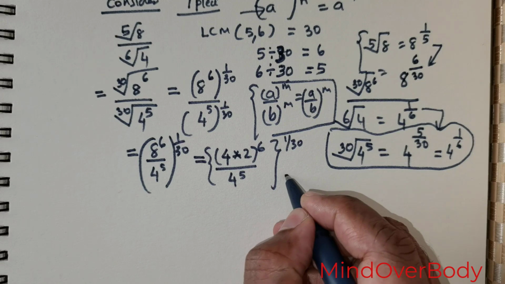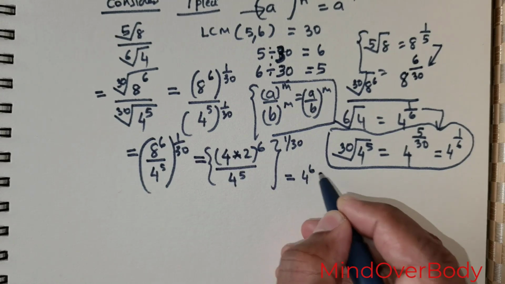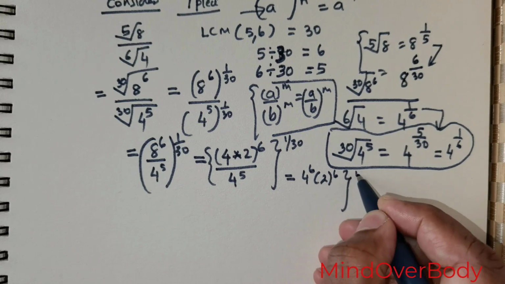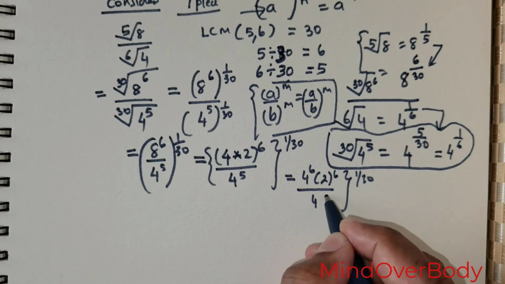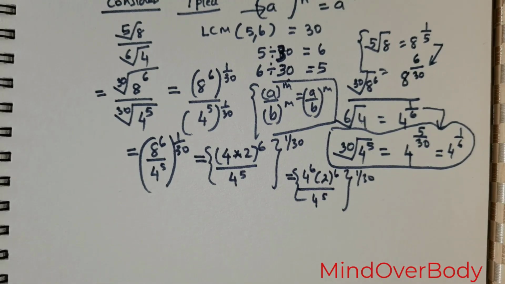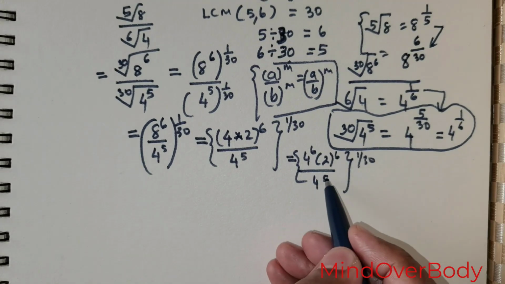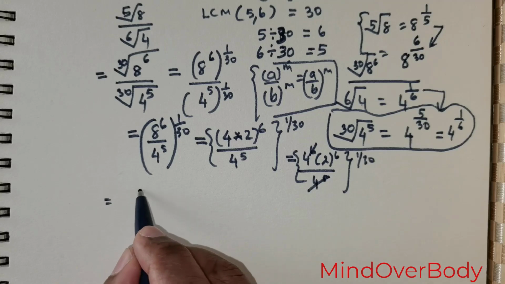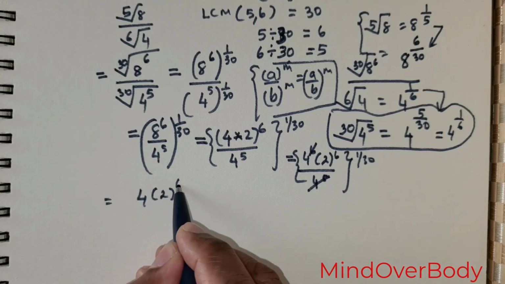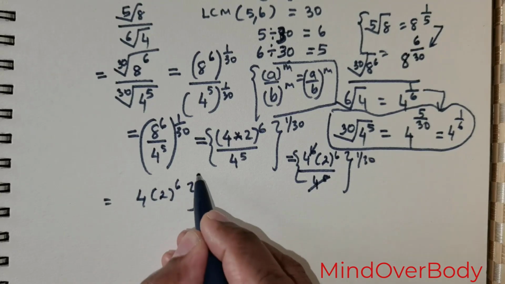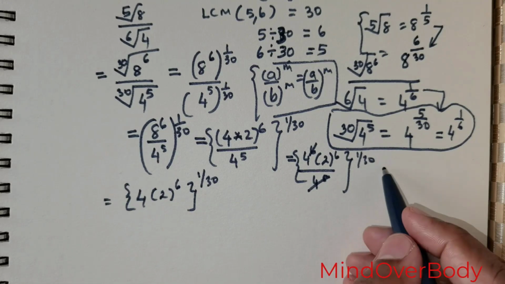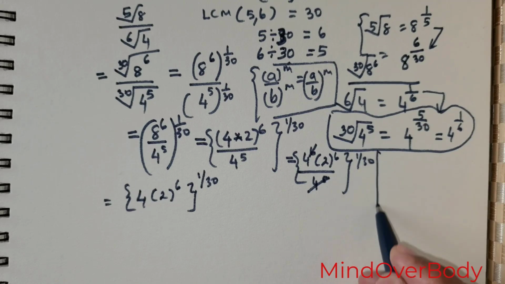Now what is this equal to? This is equal to 4 raised to the power 6 multiplied with 2 raised to the power 6. This entire thing is raised to the power 1 over 30, divided by 4 raised to the power 5. Now clearly 4 raised to the power 5 and this can be cancelled, giving me a 4 and a 2 raised to the power 6, and this entire thing is raised to the power 1 over 30. Now 2 raised to the power 6, what is 2 raised to the power 6? So let me use the space here.